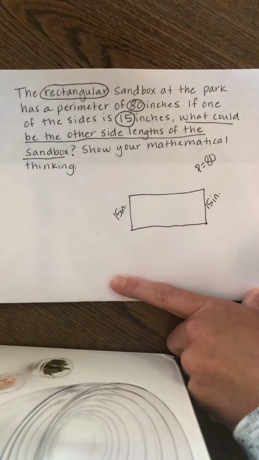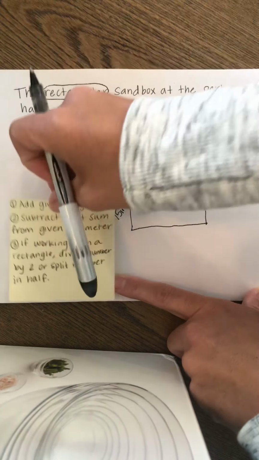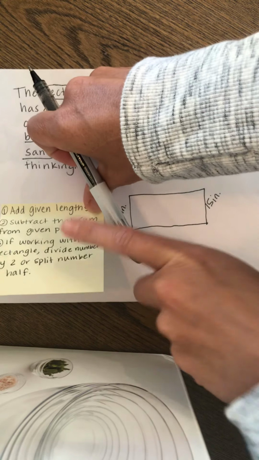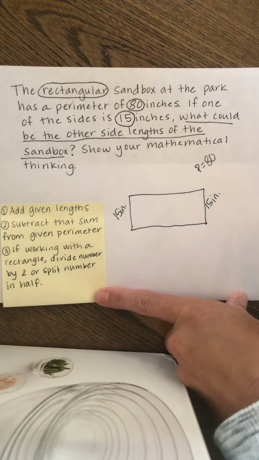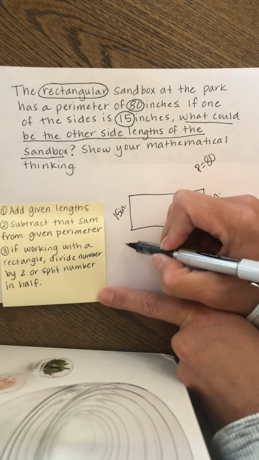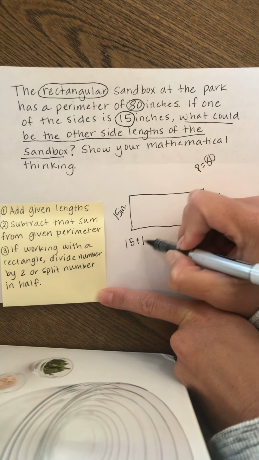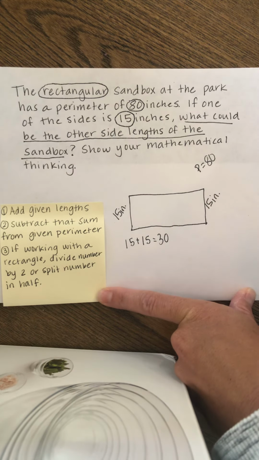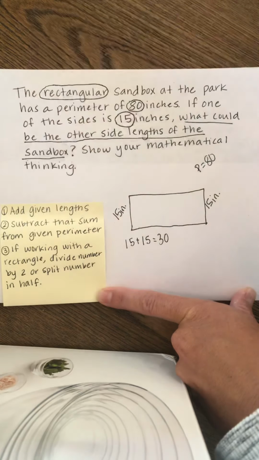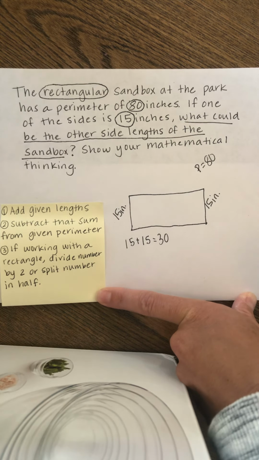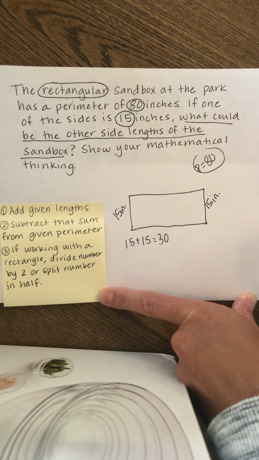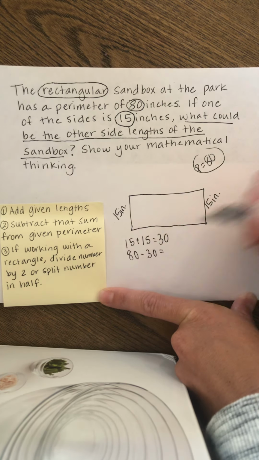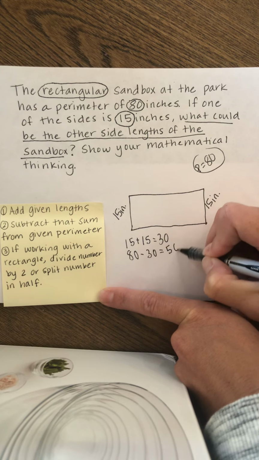Earlier in the week, Miss Tansel gave you a strategy to help us solve for missing side lengths. So that's what we're going to use. The first step was to add the given lengths together. So let's do that. 15 plus 15, that equals 30. Our next step was to subtract that sum from the given perimeter. Well, our given perimeter is 80, so 80 minus 30, that's 50.